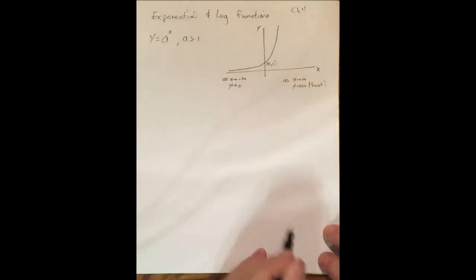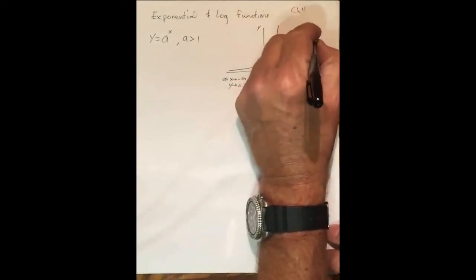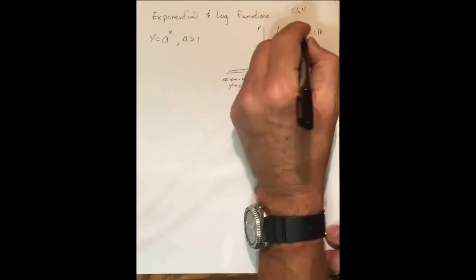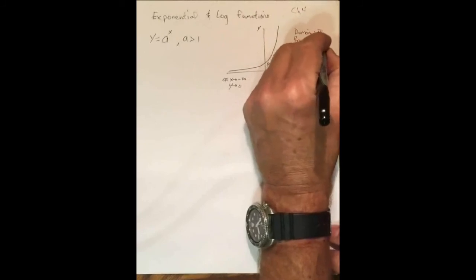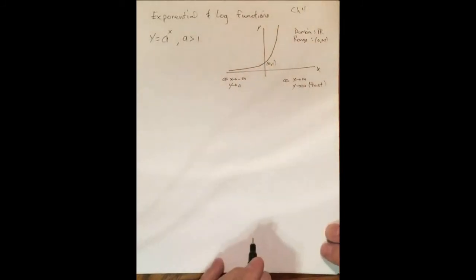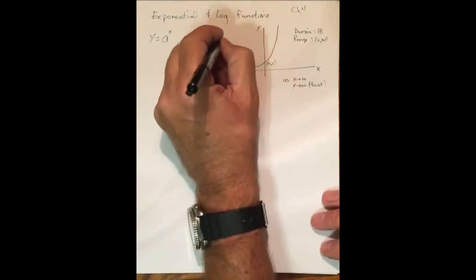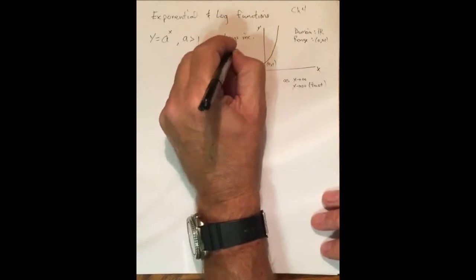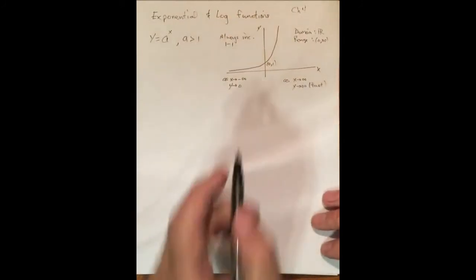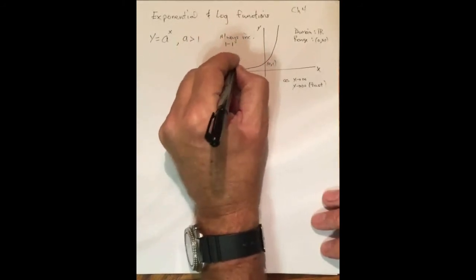tremendously fast. Now, the domain, and this is important, the domain is the set of all reals, and the range is from 0 to infinity. That's going to be useful in a minute when we look at the inverse, which is the log function. Now, this function is always increasing, which means it's 1 to 1. And finally, a little useful thing here, a to the x can never be 0.